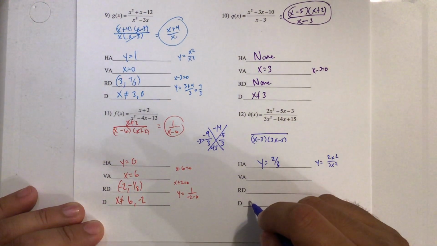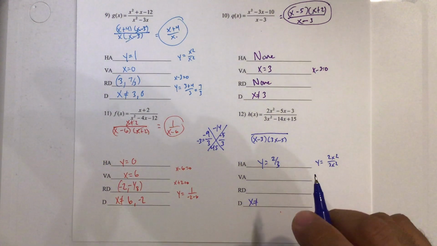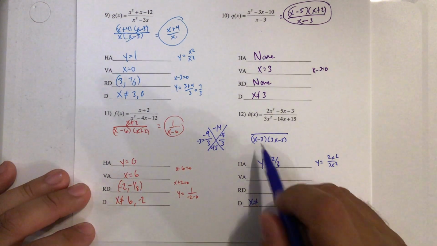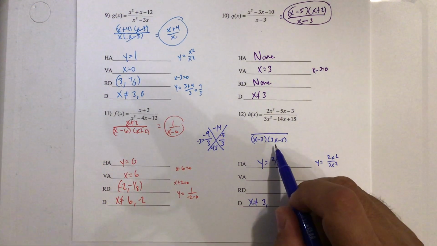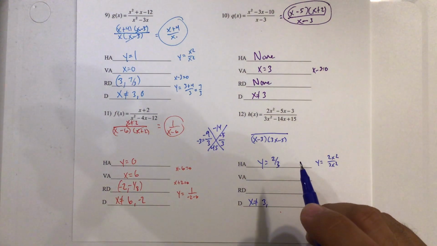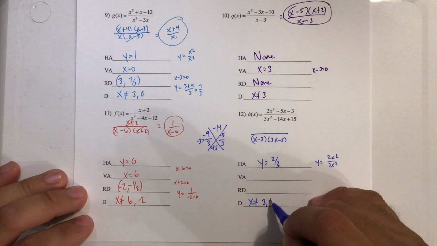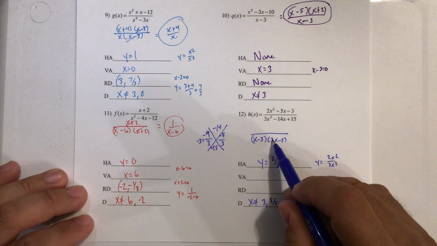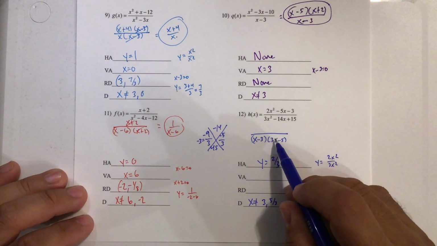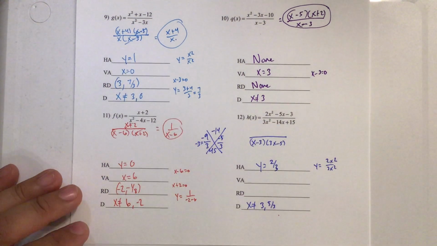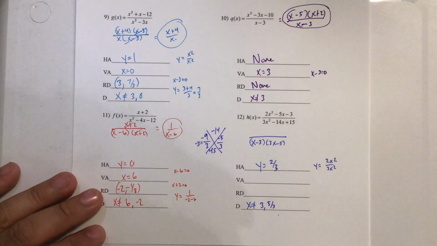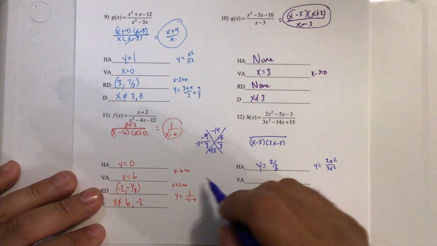So my domain restrictions to make the denominator 0 would be 3 minus 3, so 3. This one would actually be positive 5 thirds, right? Because 3 divided by 3 is 1, 1 times 5 is 5, and then 5 minus 5 is 0, so 5 thirds. For my hole, it's a little bit different. Now I have to actually factor the numerator.